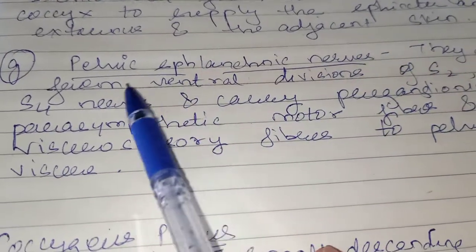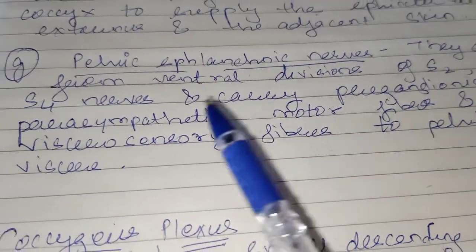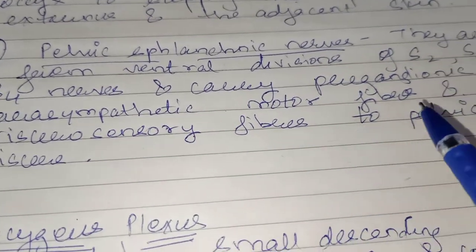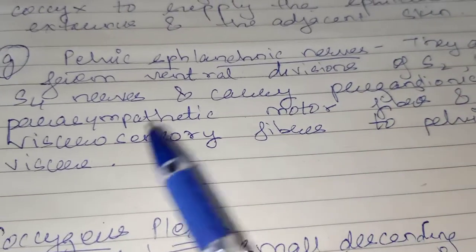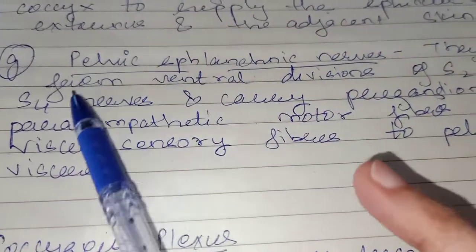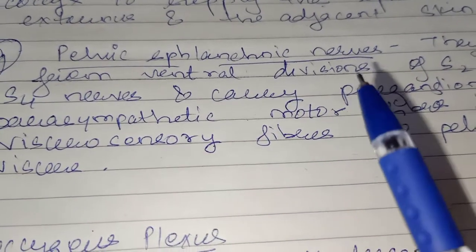They form part of the parasympathetic outflow, carrying preganglionic parasympathetic motor fibers and viscerosensory fibers to the pelvic viscera. Please go through my video on autonomic nerves for better understanding of the pelvic splanchnic nerves.